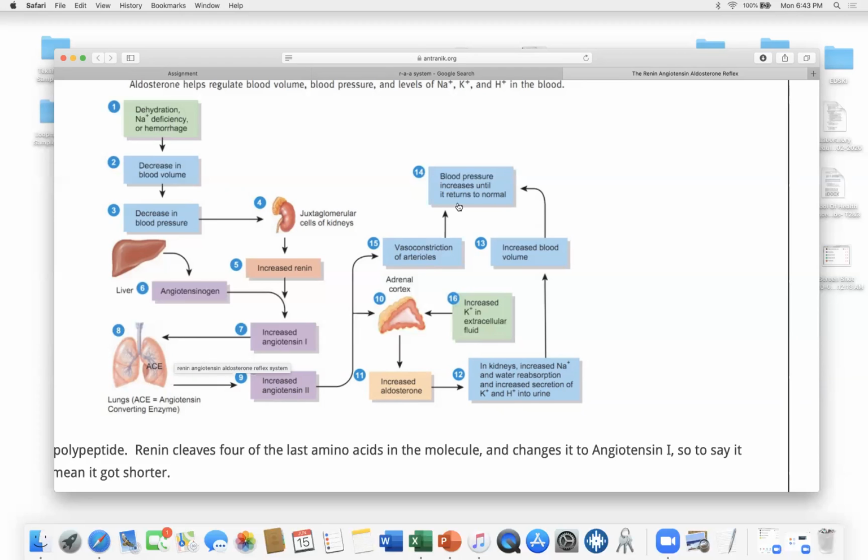So all this happens, right? When you have dehydration, sodium deficiency, and or hemorrhage, all of this sets off a chain of events. Now, it also has a negative feedback loop. So once a good blood pressure is maintained, the negative feedback loop then tells all these other players, hey, slow it down. We have enough blood pressure. Okay? So that is the RAA system.